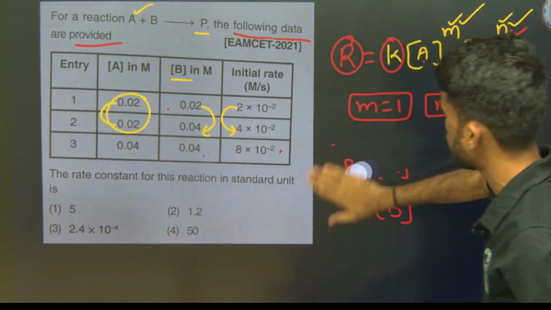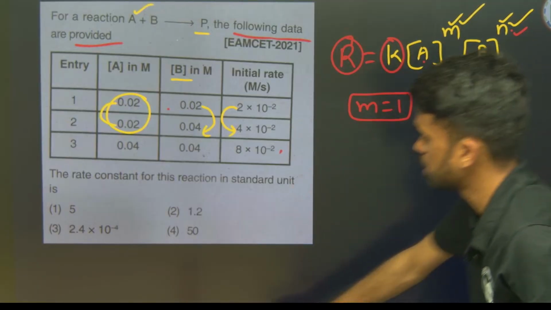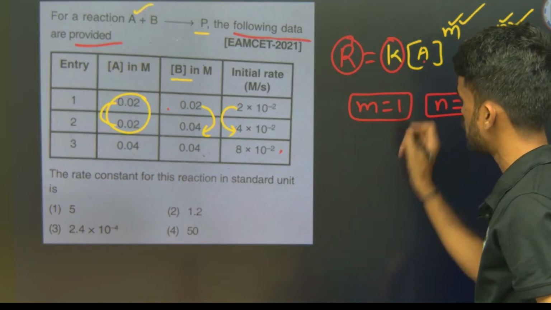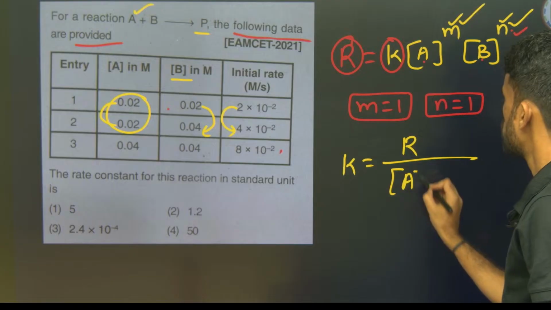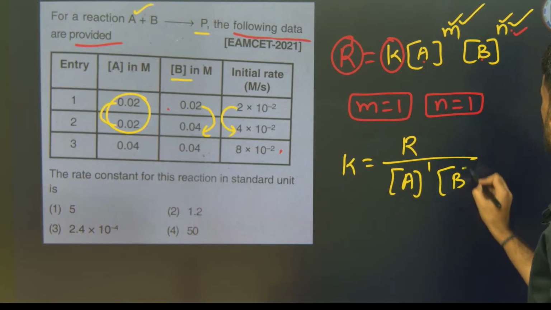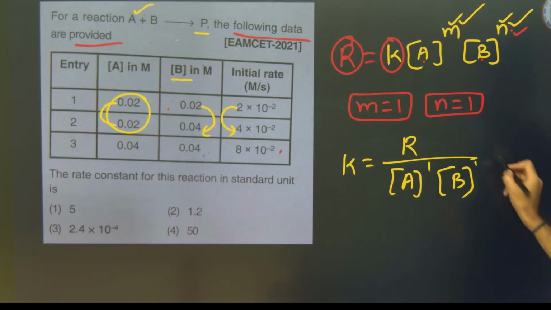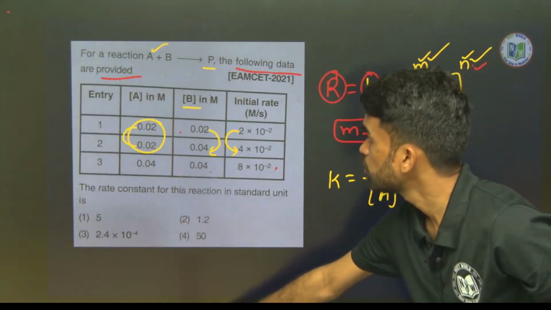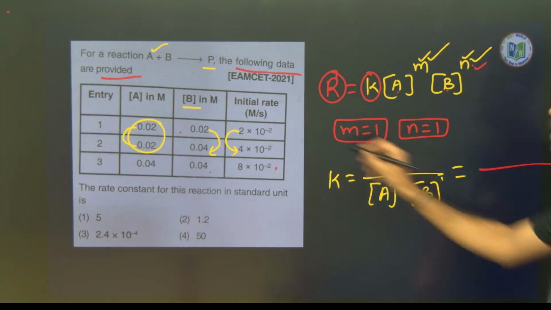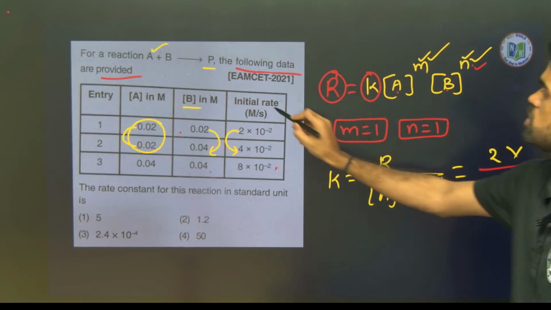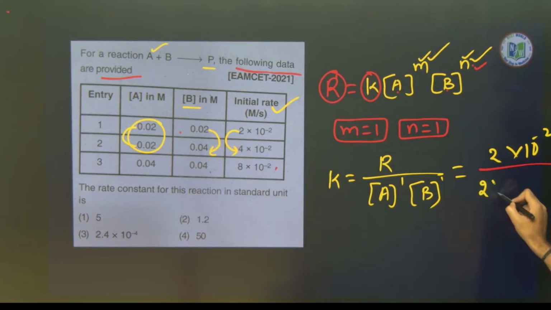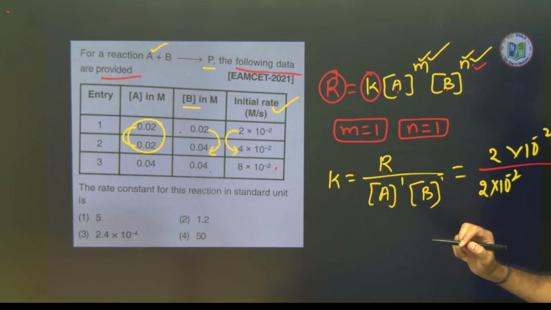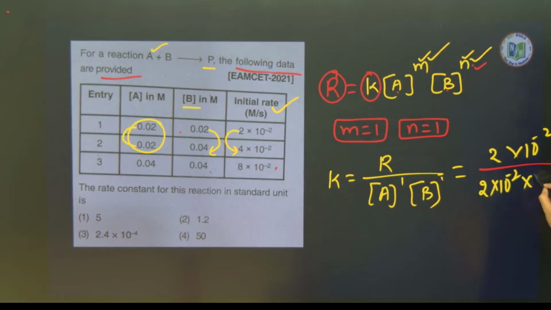So once you are able to identify m and n values, like orders, then it is easy. So I just want k now. I can write k is equal to rate by concentration of A to the power 1 and concentration of B to the power n, that is also 1. That's it. Take any of the values and substitute here. So take the first value, it is a little bit easy and simple. So initial rate, how much? 2 into 10 power minus 2, and concentration of A is how much? 2 into 10 power minus 2, I can write 0.02. And concentration of B is also 2 into 10 power minus 2.